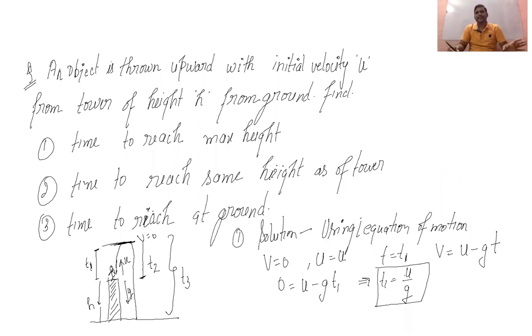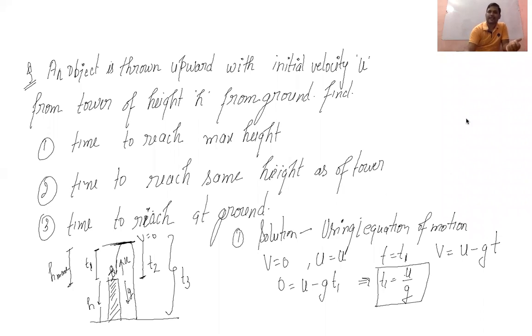Now coming to the second aspect, time to reach the same height of the tower. You can just double this time and get the value. T2 is equal to 2u upon g. Yeah, that will be fine. You know that well, but if you are willing to calculate, then you need to find out what will be the h max, the maximum height for this. You need to find this one first.